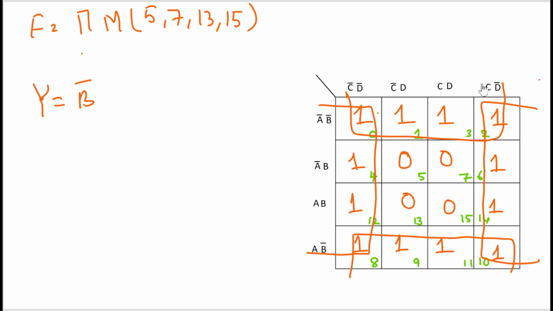If you take this and this, c bar d bar and c d bar, that means you are going to get d bar. So this is the expression for the given max terms in terms of sum form.